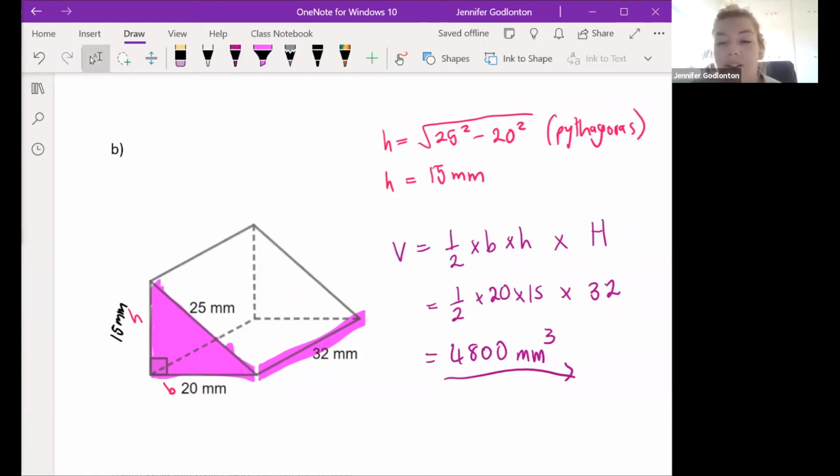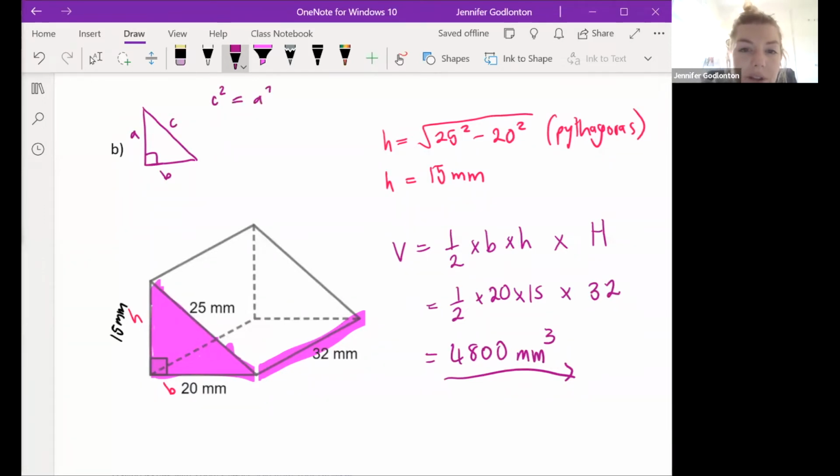Yeah, sure. So Anna, when we're trying to find a missing side in a right angle triangle, we always are going to use this idea of Pythagoras. So Pythagoras's idea is that if we have a right angle triangle, your hypotenuse squared is equal to the sum of your other two sides squared.